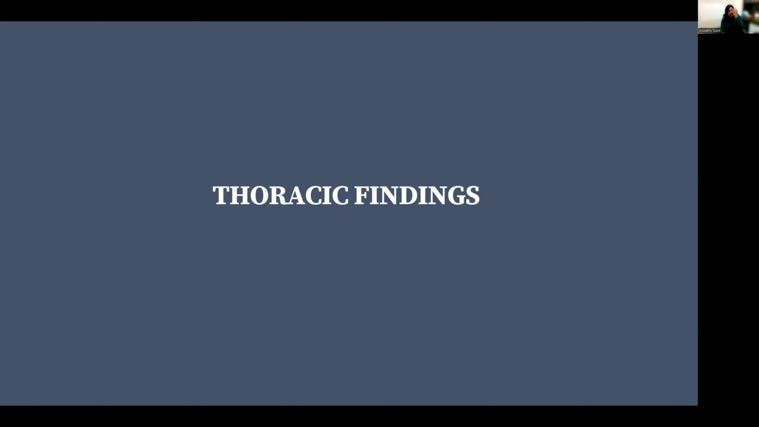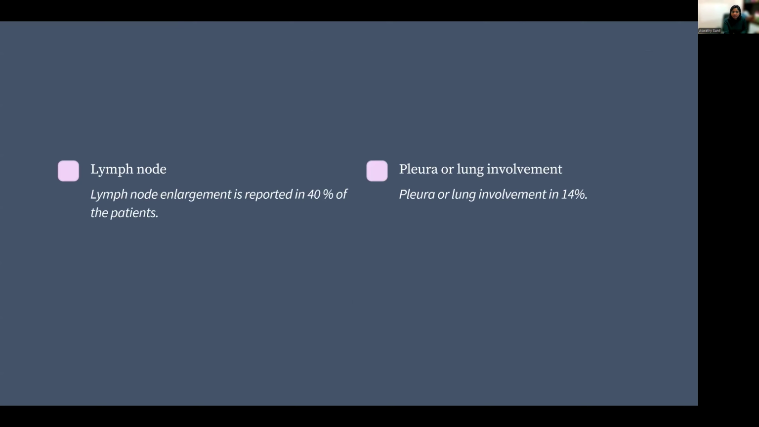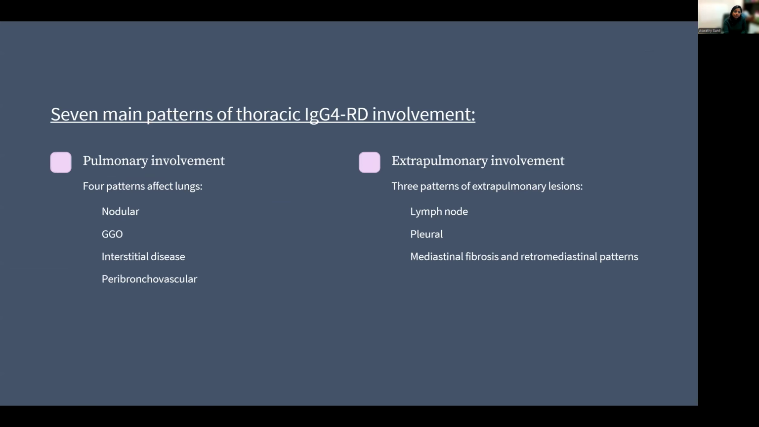So the abdominal findings are finished. Coming to the thoracic findings. Pulmonary involvement is common, occurring in up to 14% of patients, particularly in those with salivary gland and systemic involvement. The frequency of different thoracic involvement types varies and it's really not specific. There can be lymph node or pleural or lung involvement. Lymph node involvement is seen in 40% of patients, while pleural or lung involvement is seen in 14% of cases.